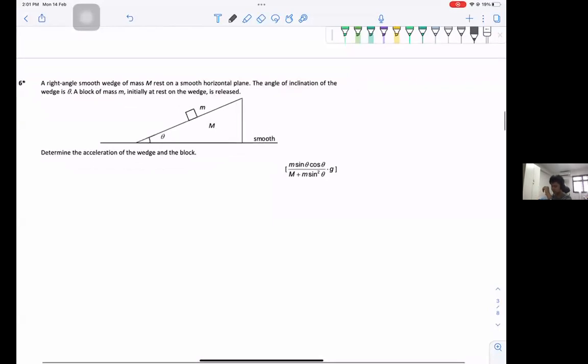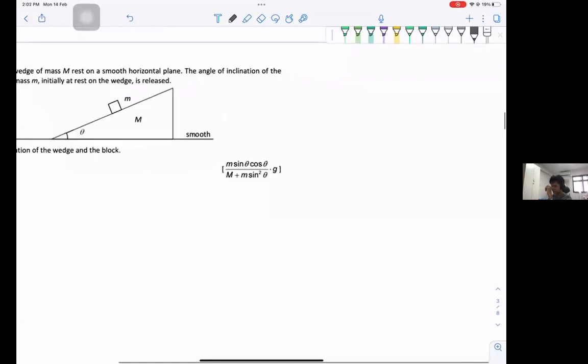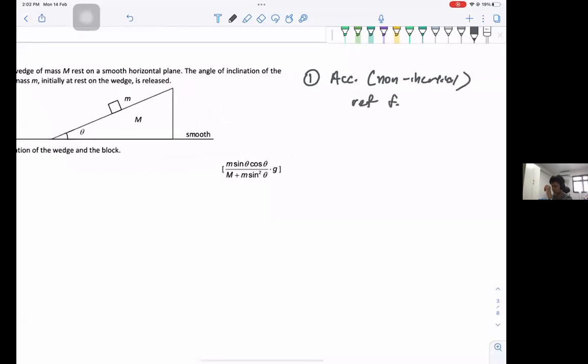So we'll be doing this in two ways, right? Firstly via the accelerating reference frame, which is also known as the non-inertial reference frame. Then we'll be doing it in the inertial reference frame, which is the lab frame. So it's a fixed frame, where the velocity is zero, the acceleration is zero. So it's a fixed frame.